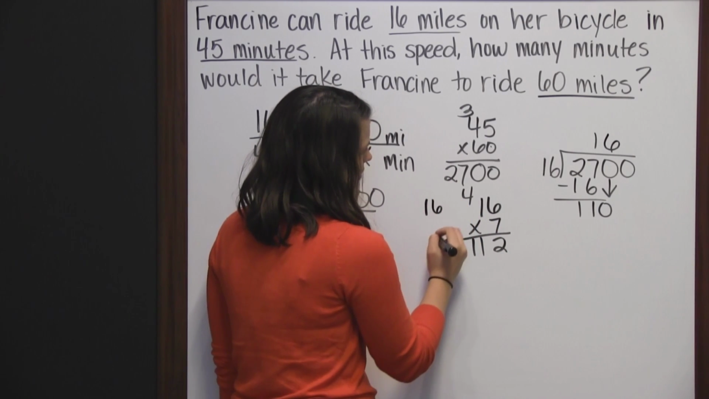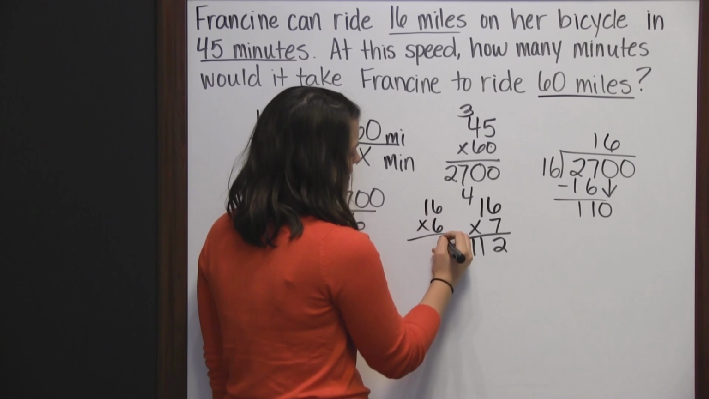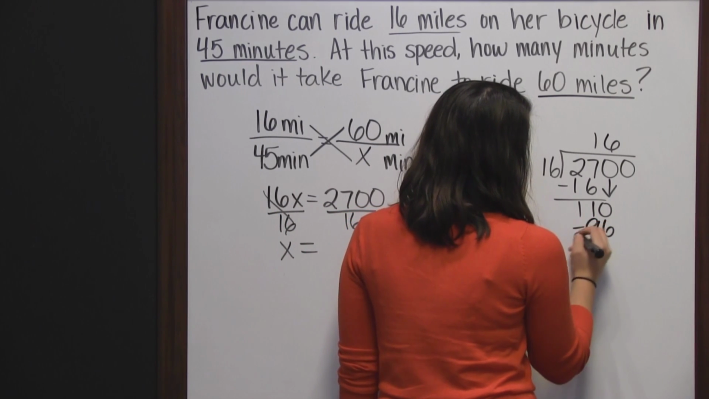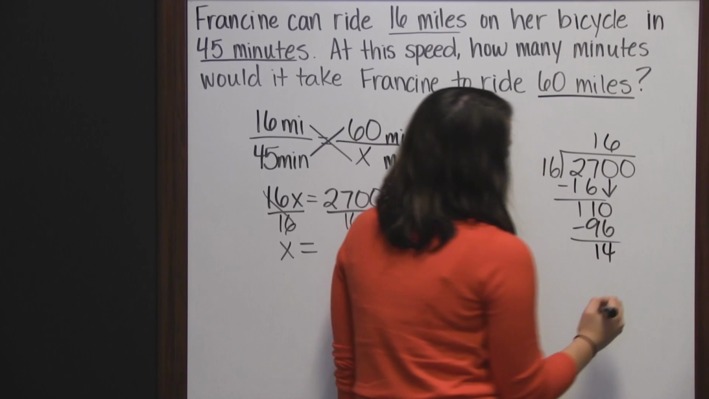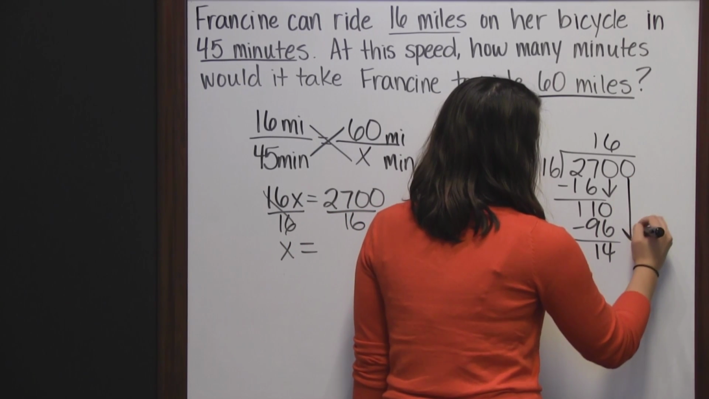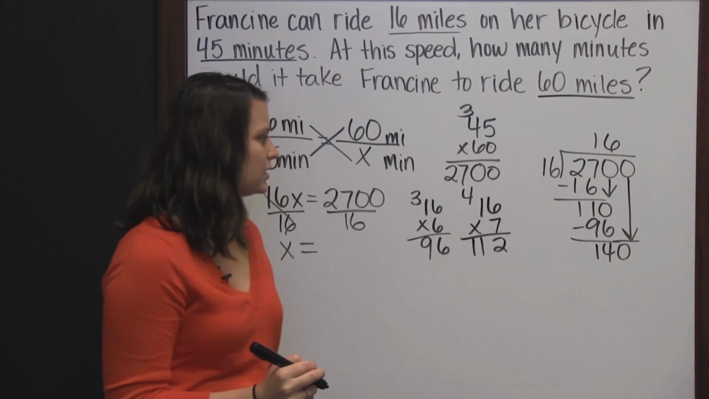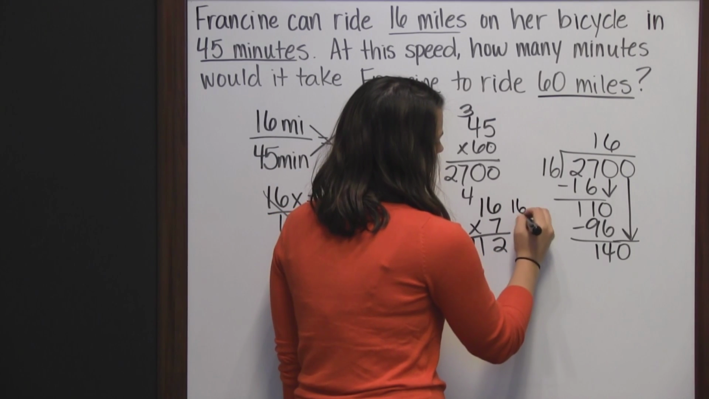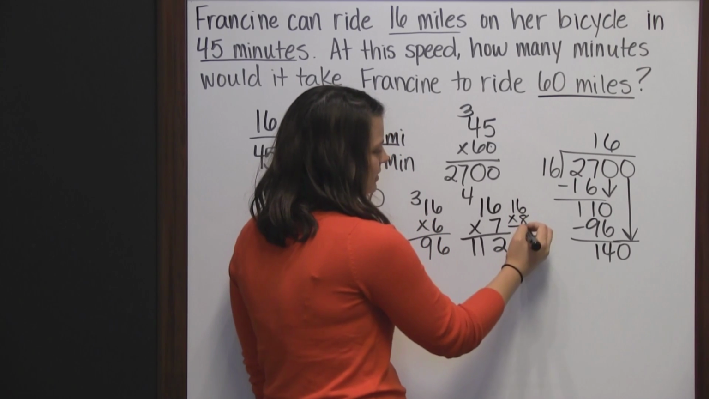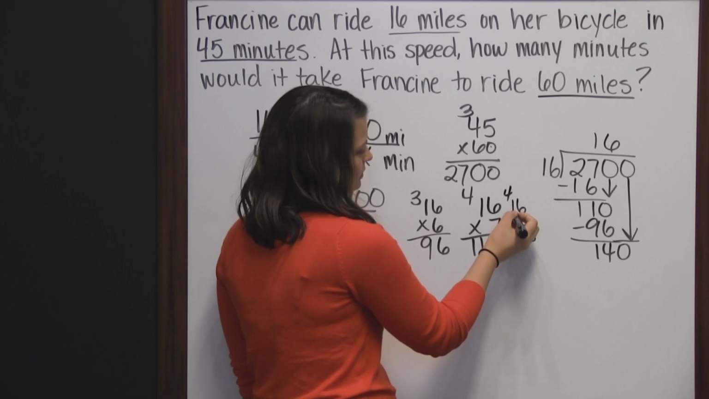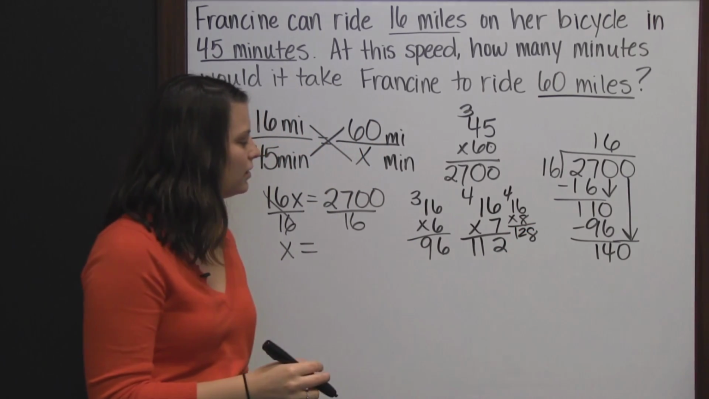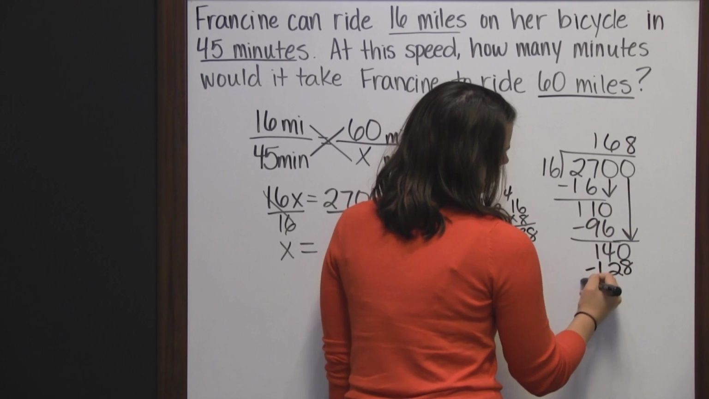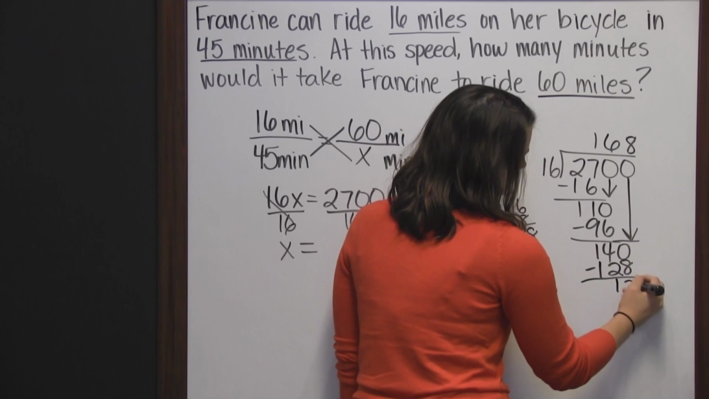So 16 times 6. 6 times 6 is 36. 6 times 1 is 6, plus 3 is 9. And that works. So we need to subtract, and we get 14. Then we bring down our next 0. So we have 140. So I know 16 is going to go into 140 at least 7 times, but it should go even more than that. So let's see what 16 times 8 is. 8 times 6 is 48. 8 times 1 is 8, plus 4 is 12. So 8 times, and we get 128. And when we subtract those numbers, we get 12.